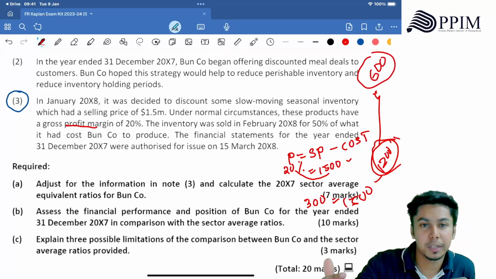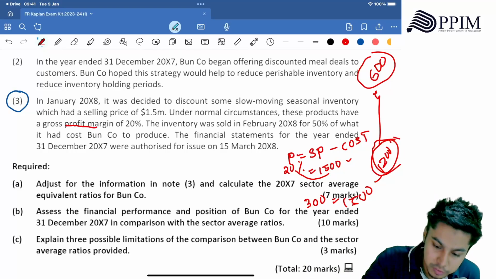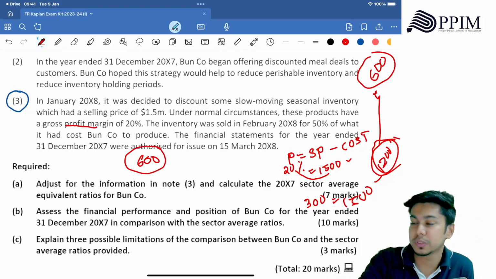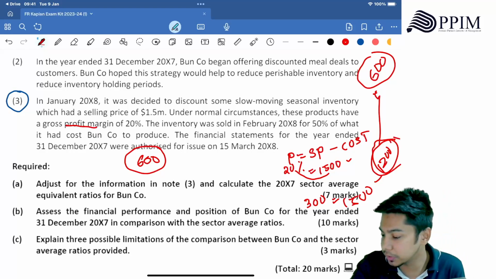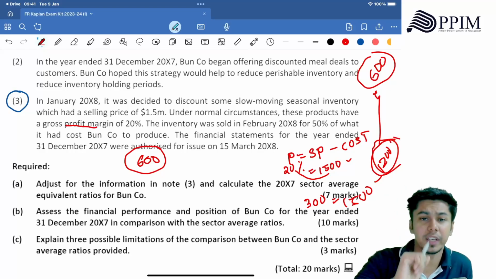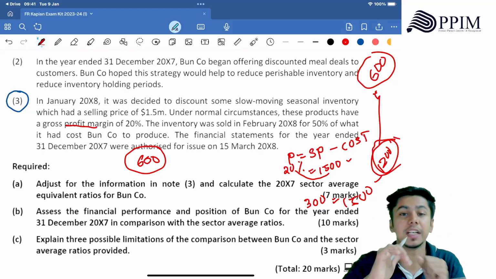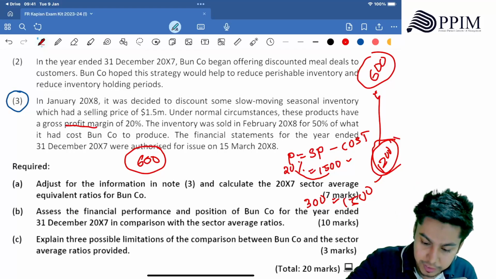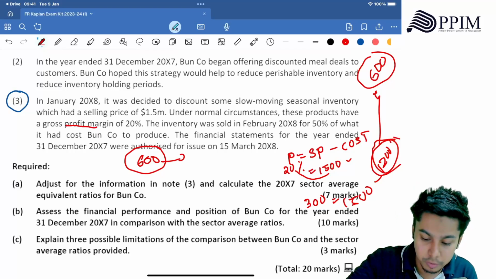So, guys, if you're able to sell for half the price, that means you're facing a stock loss of 600,000. Correct or wrong? 600,000, guys. We are facing a stock loss. Right. So, therefore, guys, can you quickly write down the double entry for me over here?